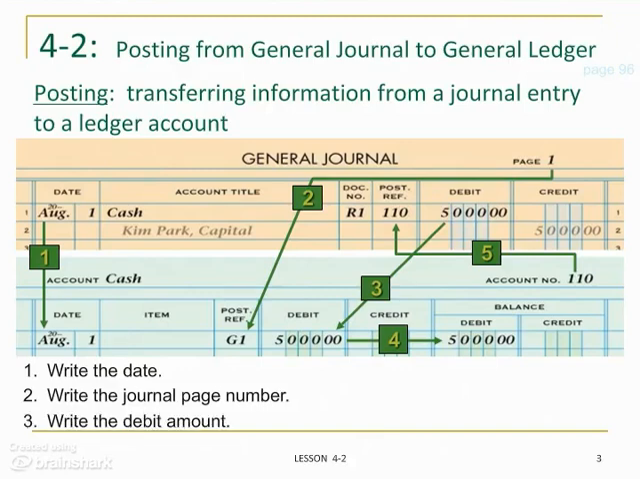Then, third, we would write the debit amount. Whatever the debit amount is in the journal, we would post that over into the debit column in the ledger. Then fourth, we would bring that balance over from the debit column to the balance column, and we would begin accumulating the information in the balance column. Now, remember, previously I had said that in the balance column you will typically always see the balance on the normal balance side for that particular account.